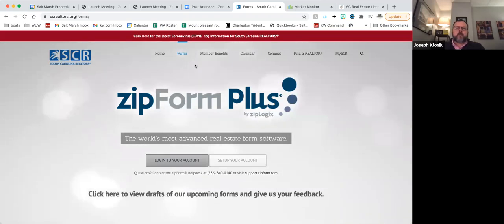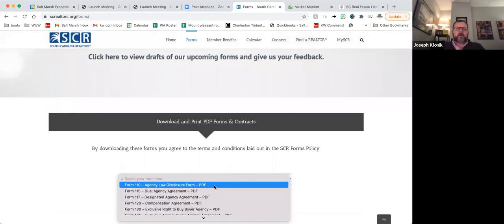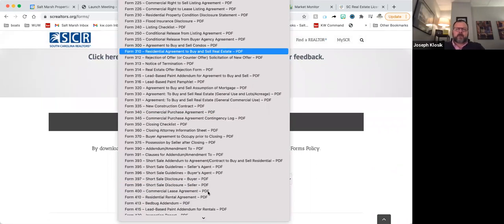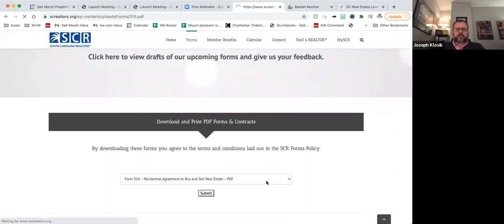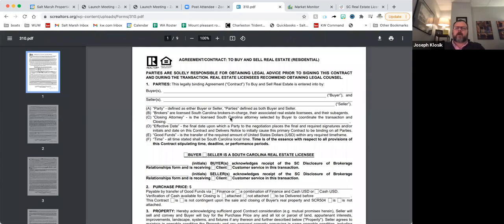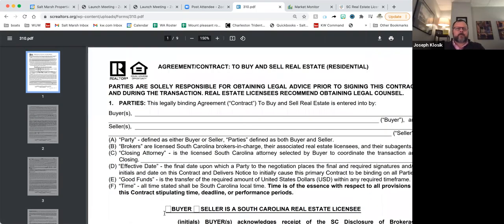Okay. All right, so our form 310 is what we're going to go through today. Residential agreement to buy and sell. Like I said, we're going to stick specifically on the inspection paragraph. So let me zoom in just a little bit. You guys see that okay? And read that okay? Yes. Okay. And obviously, if you have it in front of you, you can do that.